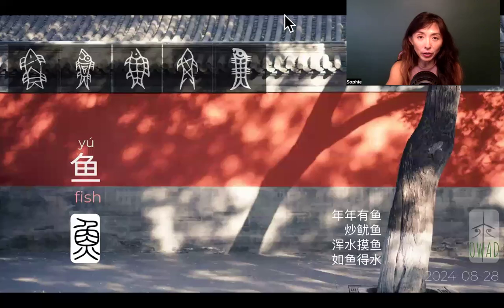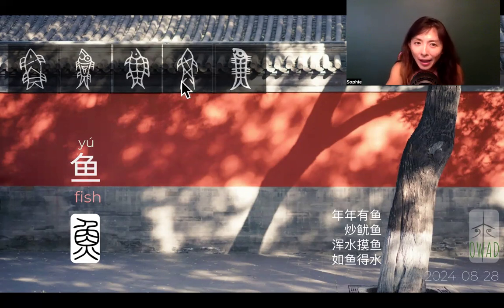Today's animal character is Yu. As you can see, these are different ways that ancient people depicted a fish. Different styles, right? Probably different types of fish as well. It depends on what local fish you have to try to draw out, basically. So as a local graphical language, that's how it started.